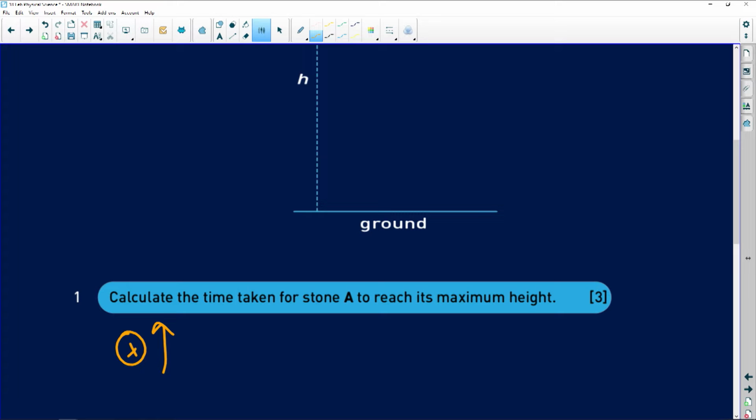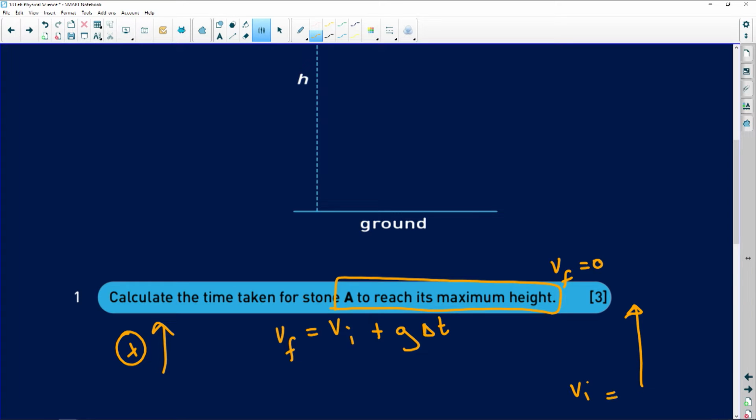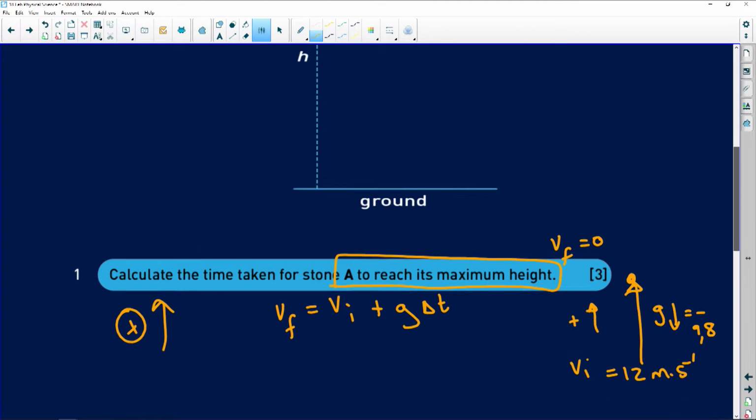v final equals v initial plus g delta t. Now, when stone A reaches its maximum height, its final velocity is going to be 0. I'm throwing the object up, so it has an initial velocity, and the initial velocity of the stone was 12 meters per second. Final velocity at the top of the motion is 0. Because I'm taking up as positive, we know that g is acting down, so it will be negative 9,8. Let us see what we can do.